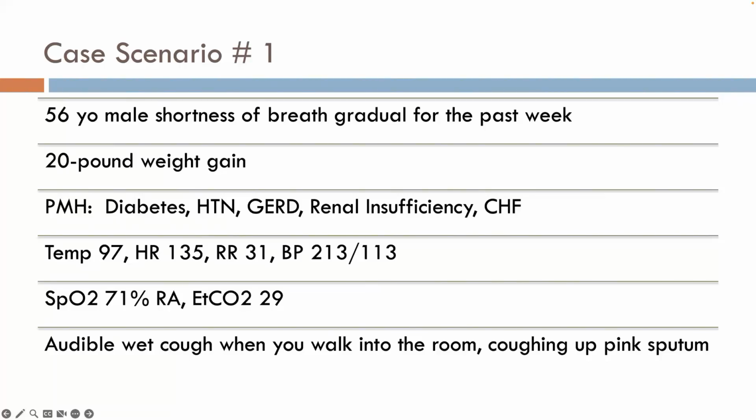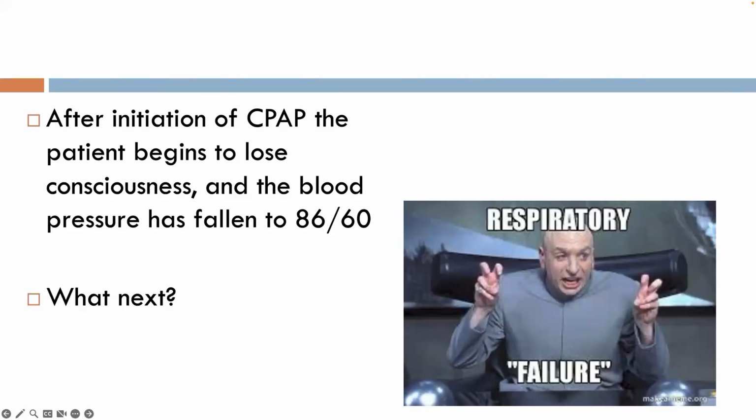CHF exacerbation. Okay. All right, you got wet lungs now, you got the pink frothy sputum coming out. Exactly. So you start him on CPAP. Okay? Now his pressure drops to 86 over 60. What'd you set the CPAP at? What are your initial pressures for CPAP titration and all that stuff? What do you start at?